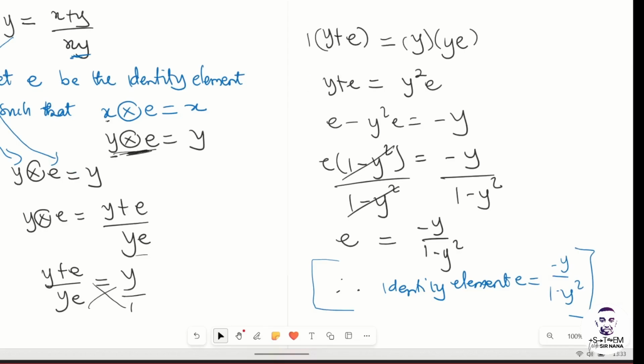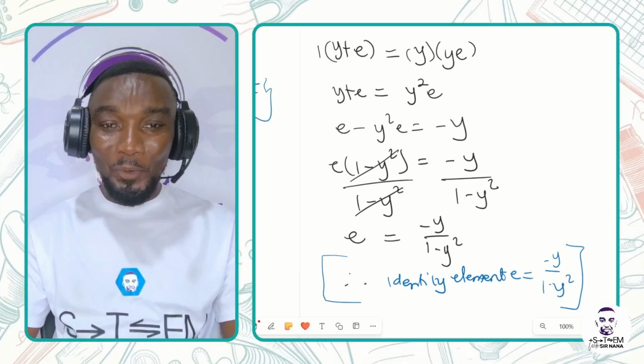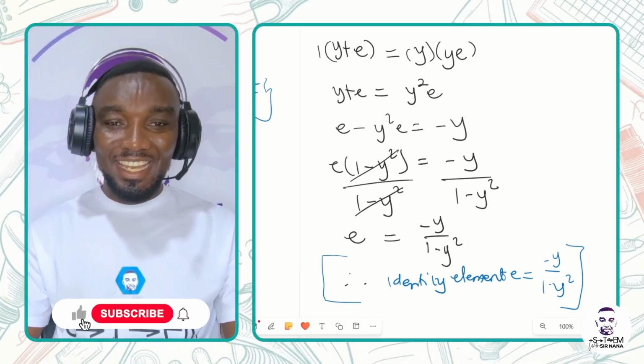Now remember that in elective maths, we are interested in the process. So all this process would give you some marks. So in this lesson, we have basically considered another example on the identity element.